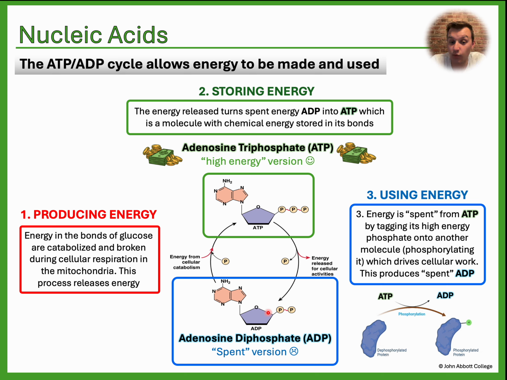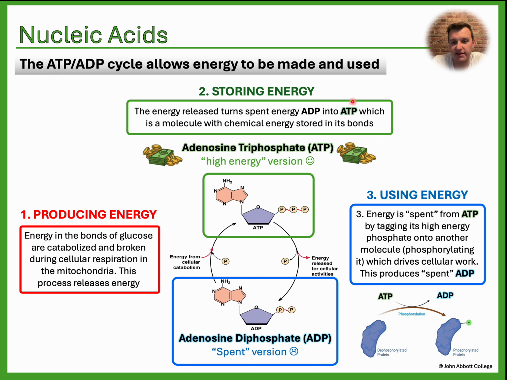It takes your empty wallet, and because you worked and you burnt glucose, right? You got energy from cellular catabolism, from breaking down the glucose. You got energy, and that will add a phosphate onto this ADP. Do you see this? ATP now has 1, 2, 3 phosphates, right? So that's ATP. So the energy released turns to spent energy.